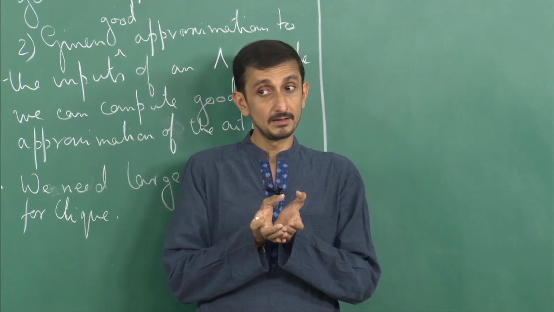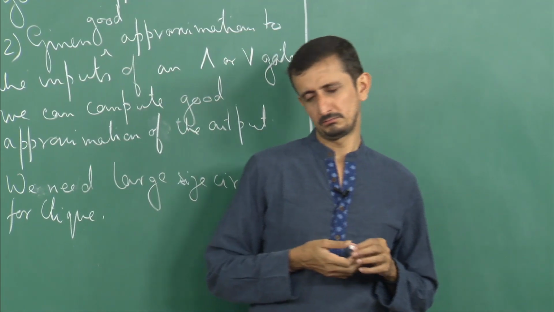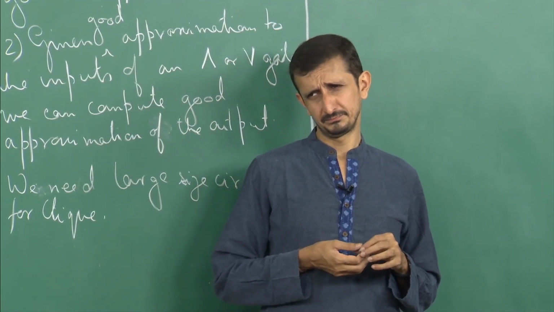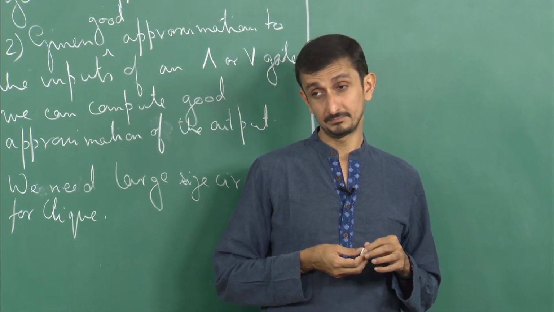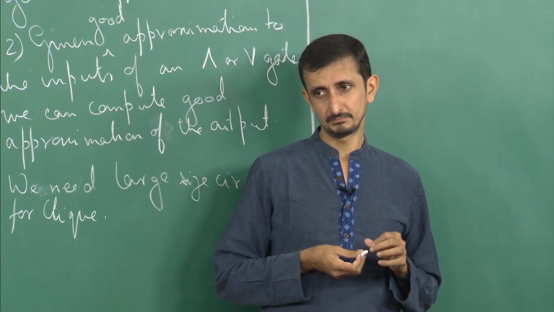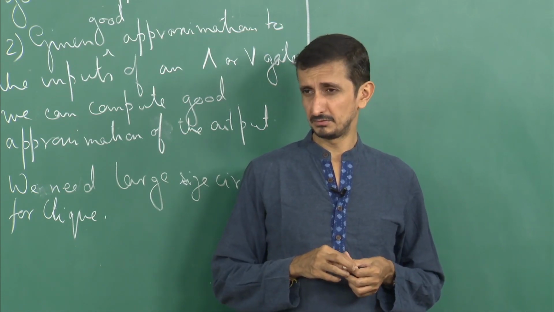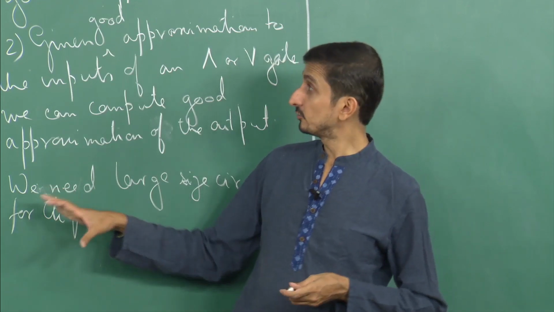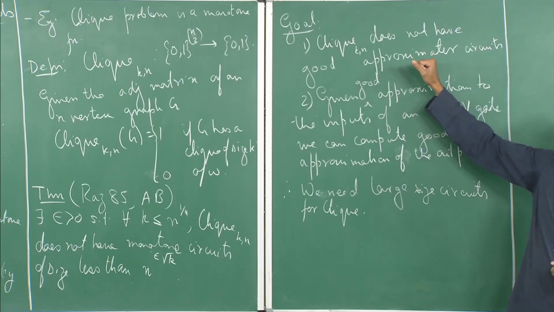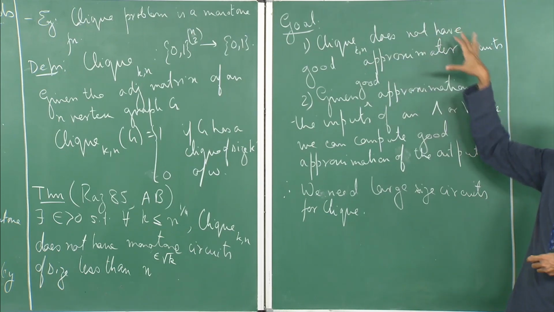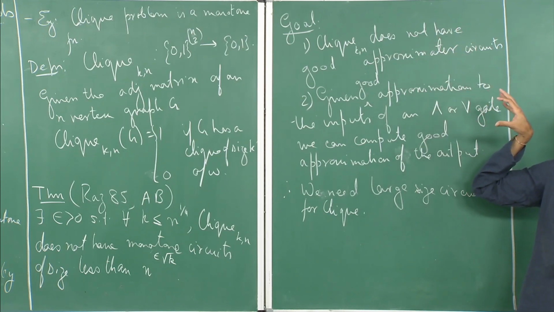Okay. But even without a good approximation for the AND and OR gates, there might be some other way to get a good approximation for the output gate. Is it possible? I mean, that might be possible. Yeah, that is absolutely possible. How is the conclusion that we can't do the approximation? No, the conclusion actually follows from the first condition as well: clique will not have good approximation circuits.